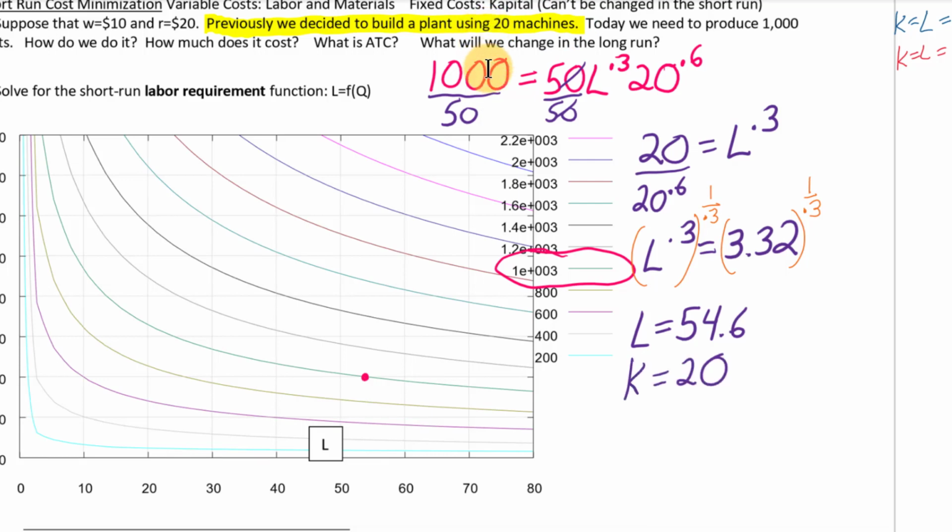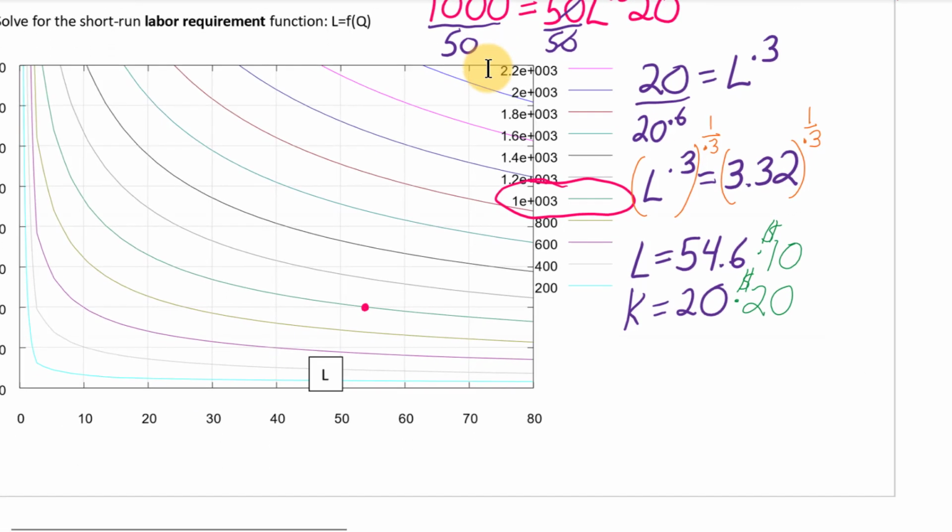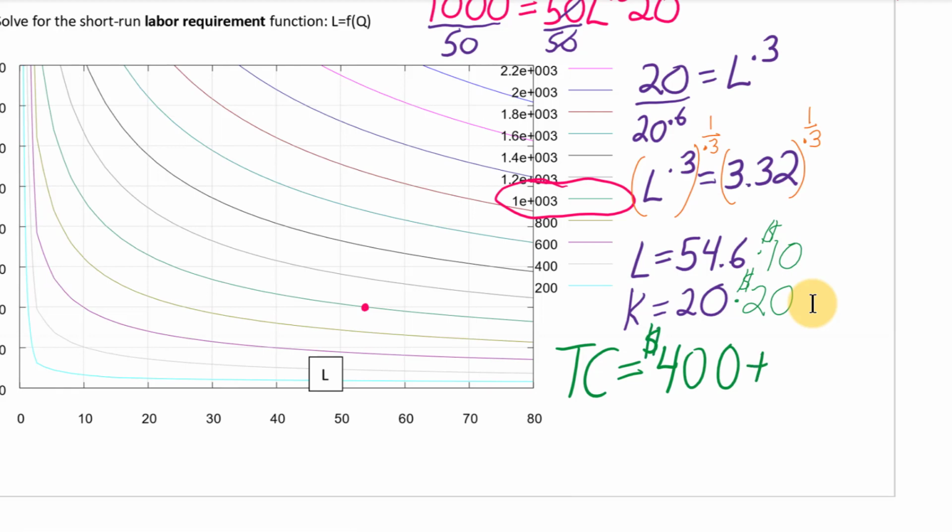And now we want to figure out the total cost. So remember that labor costs $10 each. Machines cost $20 each. If we add up our total costs, we're going to end up with 20 times 20 for capital, which is $400 for our capital bill, plus $546 for our labor bill.